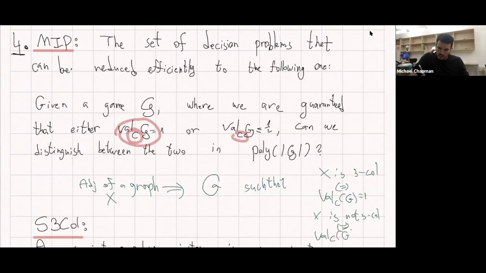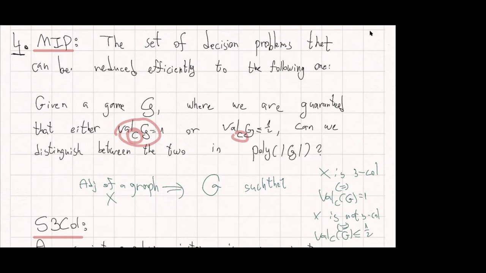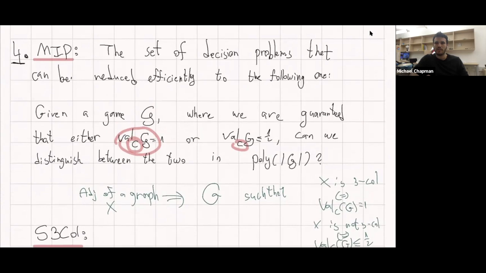So Peter, I hope that this is understandable. So far it's good, but you haven't brought in complexity. There's a polynomial there. No, actually I wrote reduced efficiently. So this is the polynomial here. The point is that any decision problem that you can translate, this is polynomial, okay?